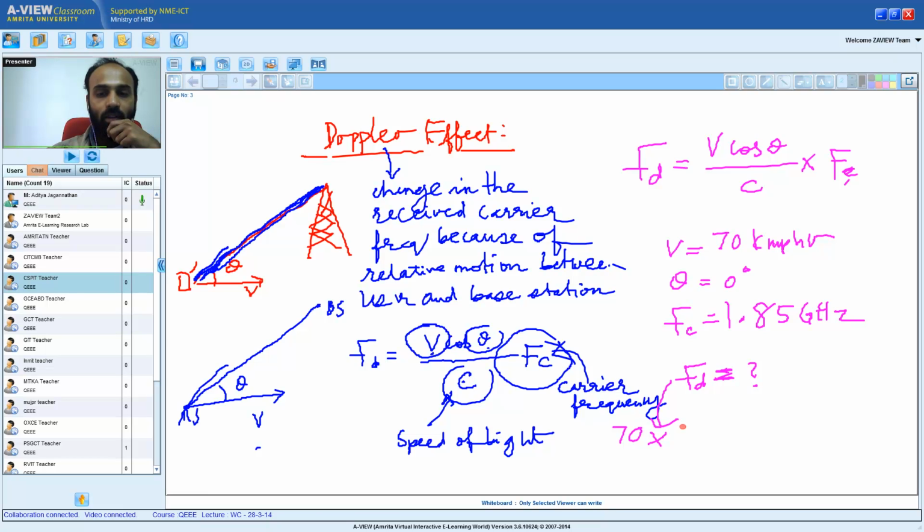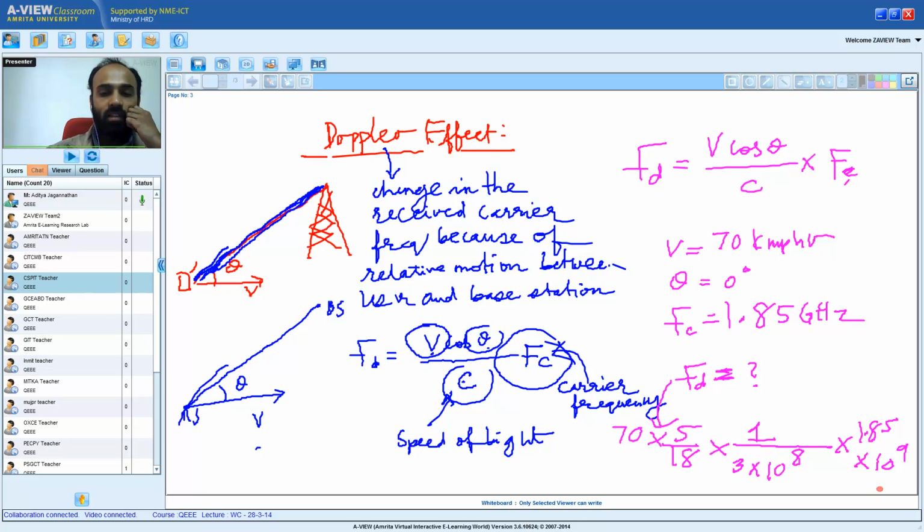70 kilometers per hour is 70 into 5 by 18 meters per second, into cosine theta. Theta is 0, so cosine theta is 1. So 1 divided by 3 into 10 to the power of 8, which is the velocity of light, into the carrier frequency, which is 1.85 into 10 to the power of 9.